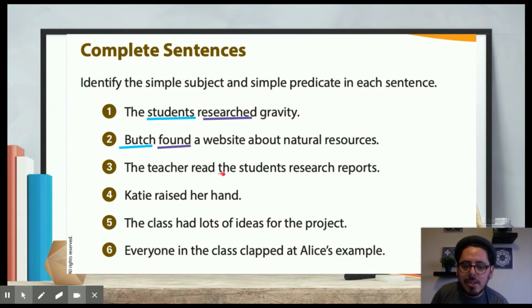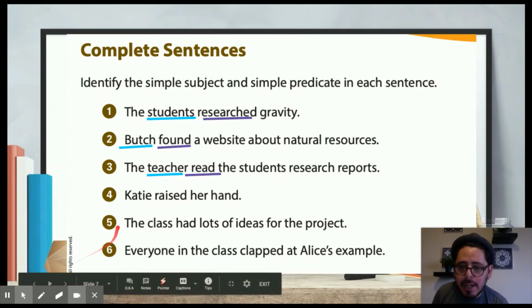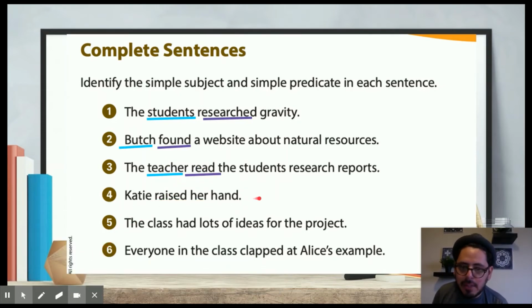The teacher read the students' research reports. Who is this sentence talking about? It mentions students, but the main character in this sentence is the teacher. And the teacher read. That's the action that the simple subject does. So simple subject, simple predicate. All right. I'm going to move on with the next one quickly. Pause the video. Try to find out the next ones. And let's see if you got them right.